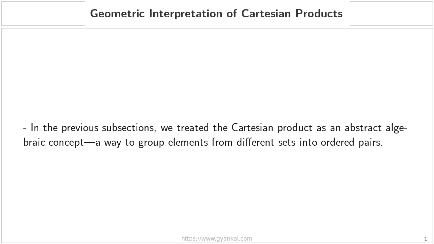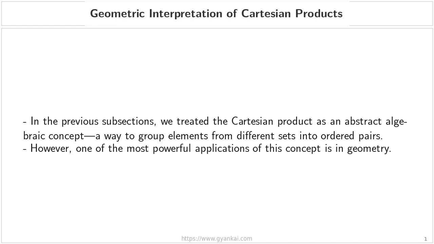Welcome, everyone. Before we dive into today's new topic, let's take a moment to reflect on what we have already learned. In our previous lessons, we treated the Cartesian product primarily as an abstract algebraic concept. Essentially, we used it as a formal way to group elements from different sets into ordered pairs. While that algebraic definition is important, it is only one part of the story.